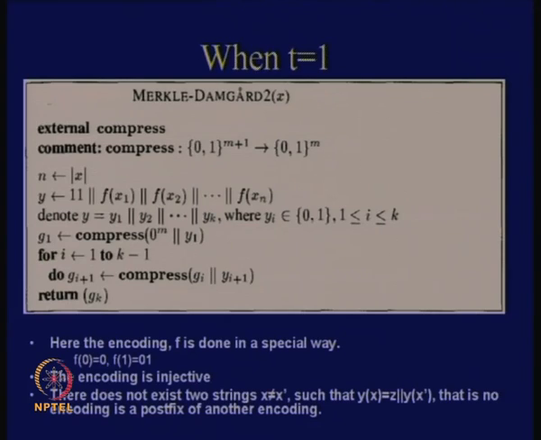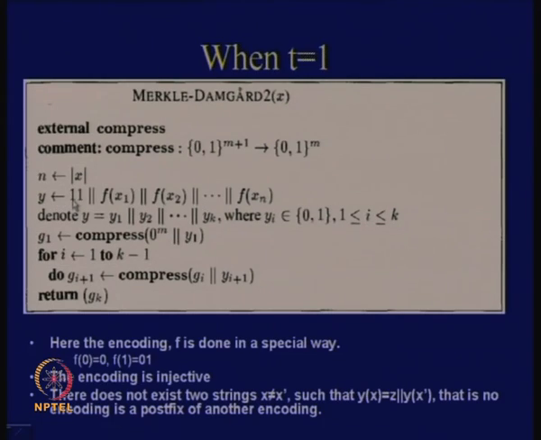So now we will conclude with the case when t equal to 1. I think this part is clear to us. So let us consider the case when t equal to 1. When t is equal to 1, you will take a compress function from {0,1}^(m+1) to {0,1}^m, and this is how you do it.